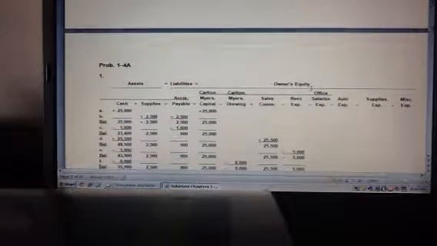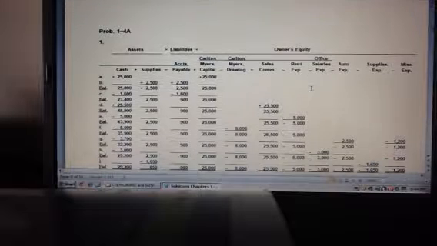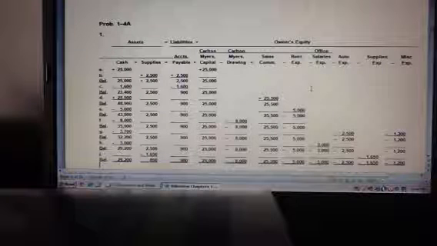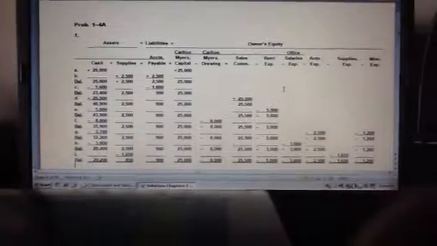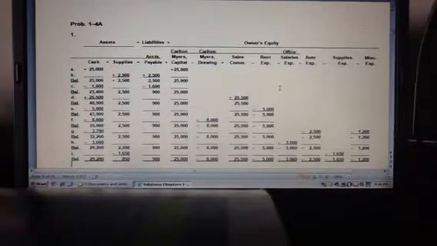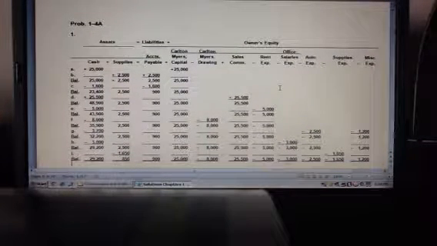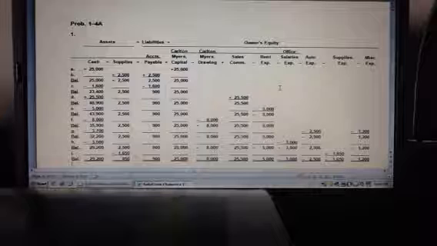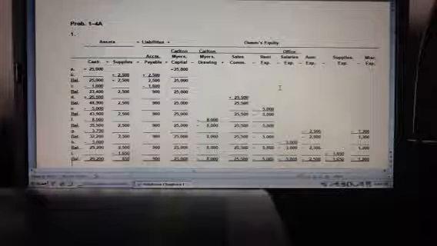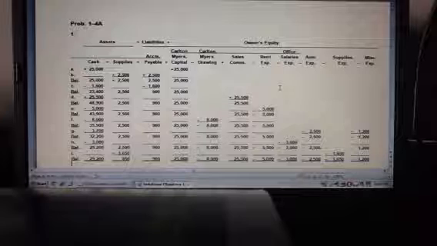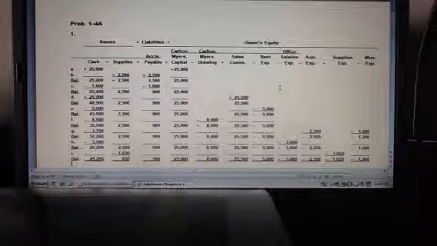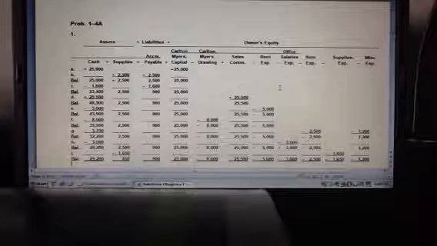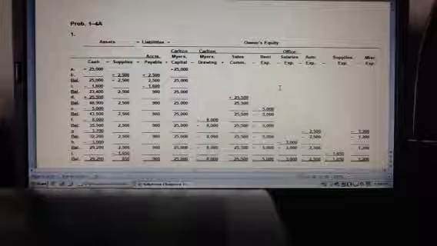And then we have problem 1-4A. I'm not sure I'm going to have time to go through this entire problem. My videos are limited to 15 minutes, so I'll just try to summarize what we've done here. It's very similar to the one we worked in the PowerPoint. This problem is on page 40. It is Carlton Myers. On January 1st, they started a business called Vista Realty, and they completed these transactions during January. I'll just look at these really quickly.